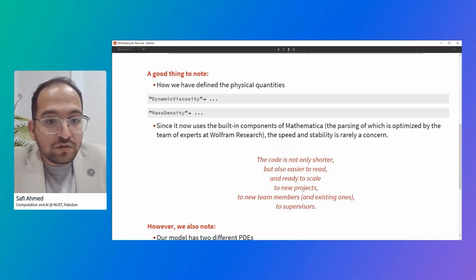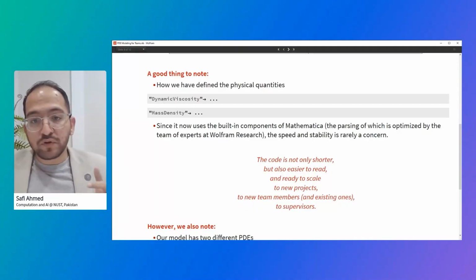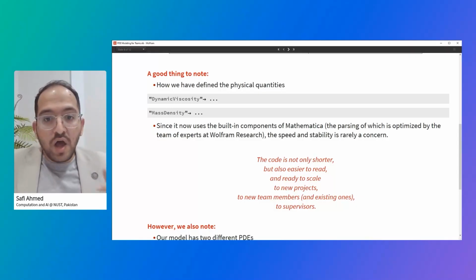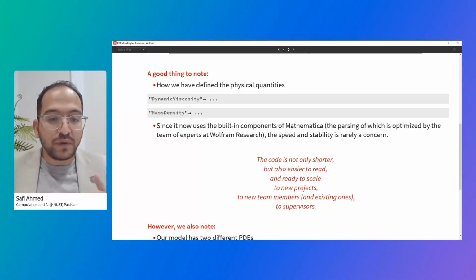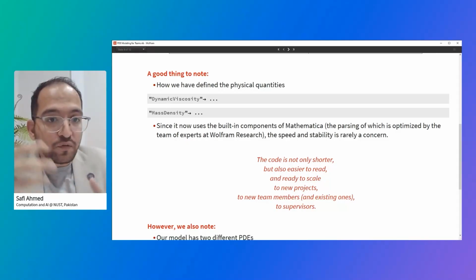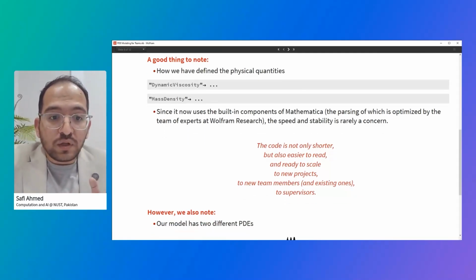It's ready to scale to new projects, to new team members, and also to existing team members who may not be so familiar with coding or with Mathematica. Or if you have team members who are basically non-specialists, then you can easily share your code with them, and you can also share this kind of code more easily with your supervisors.